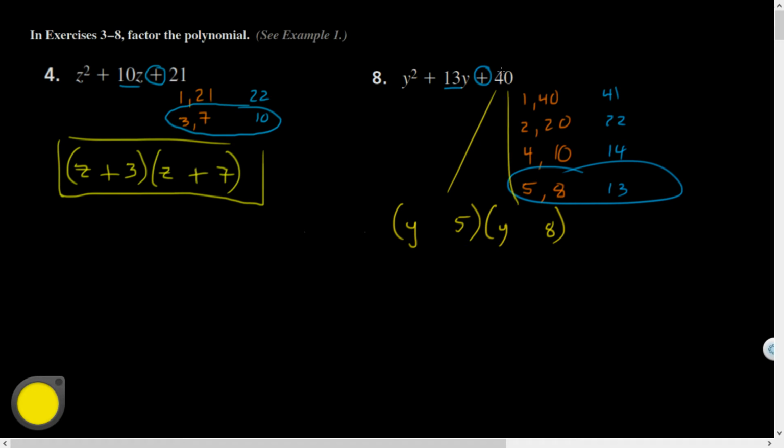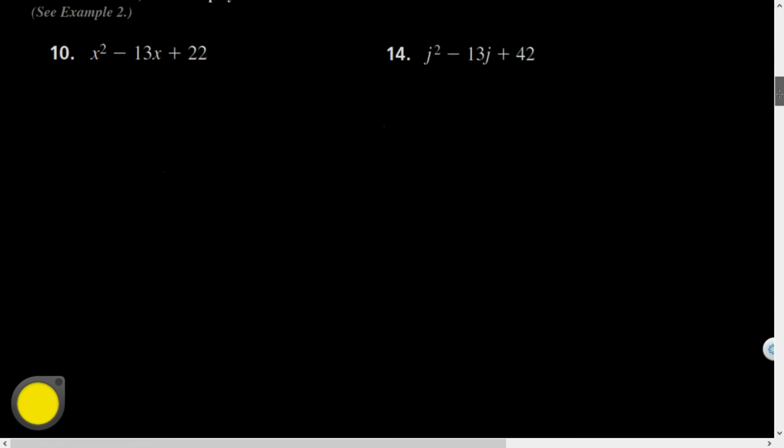And here, let's find out their signs. They multiply to be positive 40, so their signs are the same, and they add to be positive, so it's got to be plus plus. All right? So those were the first type when everything was positive.